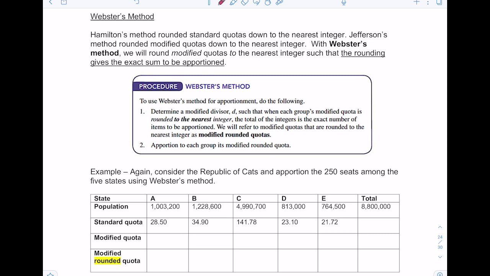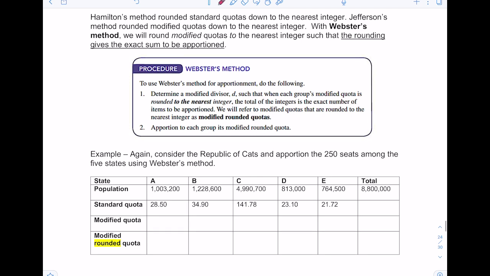Okay, if you need to take a break, feel free to pause the video because we still have a little bit to do. We need to talk about 2 more methods, Webster's and Adams. So in Webster's method, we're going to round the modified quotas to the nearest integer such that the rounding gives the exact sum to be apportioned. Okay.